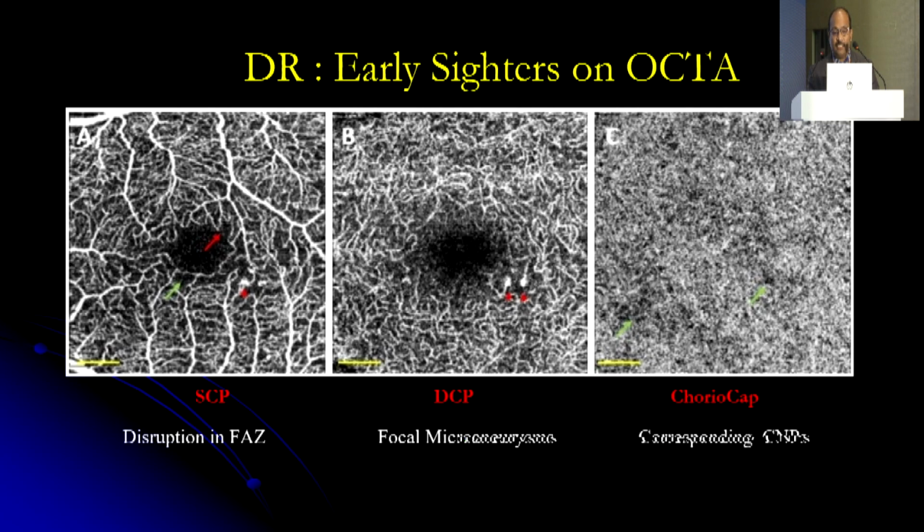So early signs of ischemia on OCTA, if you look very carefully, you can see disruption in the FAZ on the superficial capillary plexus. In the deep capillary plexus, as and when you find focal microaneurysms, you will find them, interestingly, to correspond more often than not with CNP areas in the choriocapillaris layer below that.